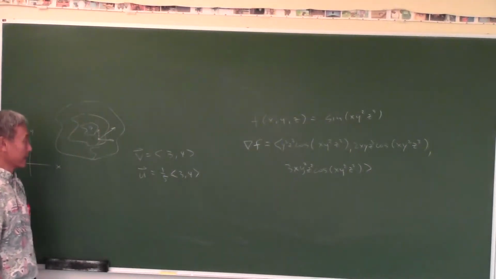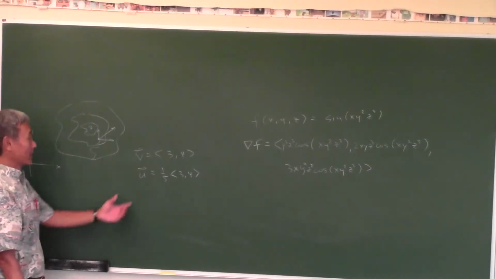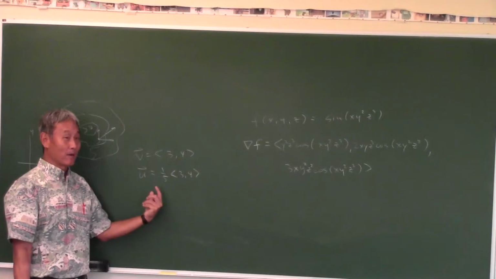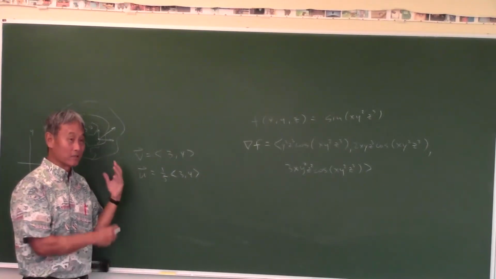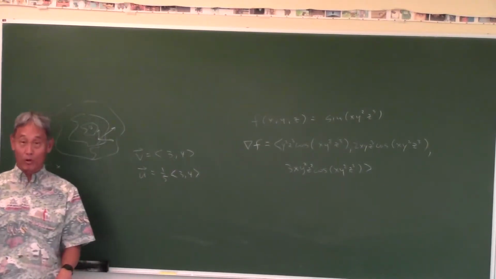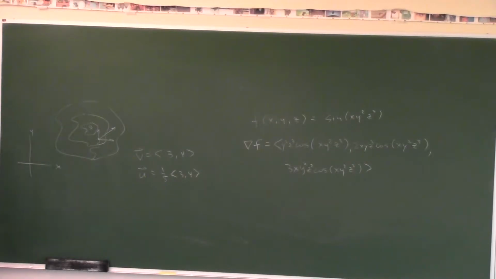So if the length of this vector is 5, you multiply it by 1/5, now the length is 1. So we call this a unit vector. That's going to be very important in our computation. That's why we learn it.